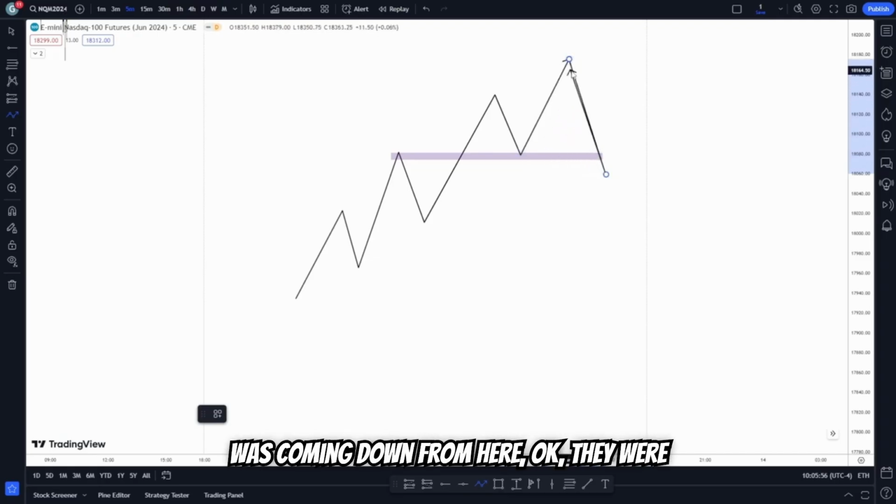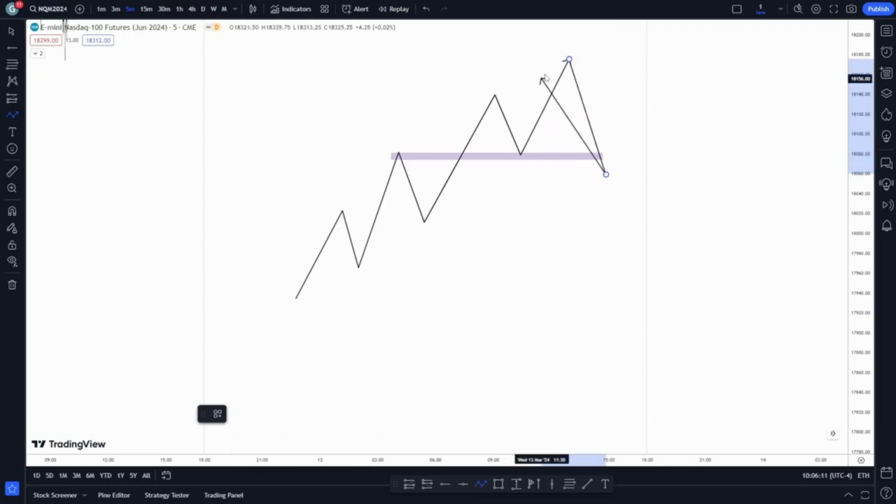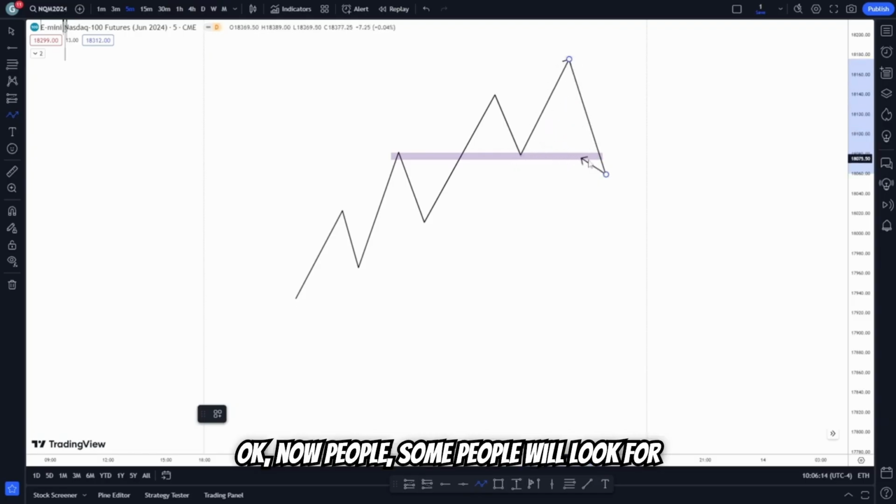So when price was coming down from here, they were looking for buys till the price came down and took this low. So all of the stop losses of those who were looking for buys over here were taken when price went down below this. So now all of those buyers are gone. Okay, so now there's a market structure shift. Now some people will look for break and retest. They will think that price will tap on this zone and then it will fall down.